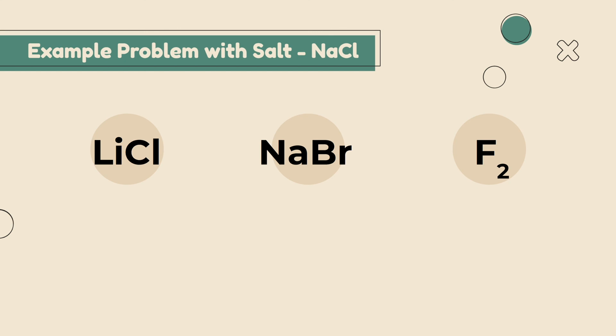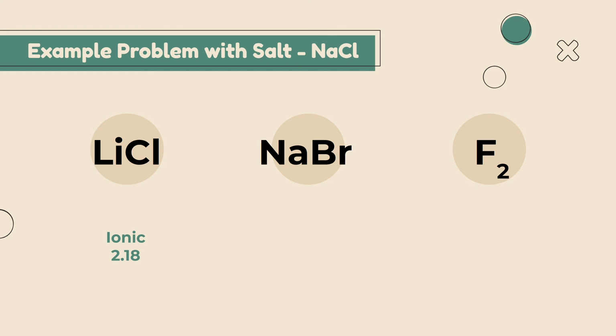So now you've had a chance to do this, we'll go through the answers. You should have gotten ionic for lithium chloride because the electronegativity difference is greater than 1.8. If you didn't get 2.18 as the difference, you could try looking up the values again or checking your subtraction.